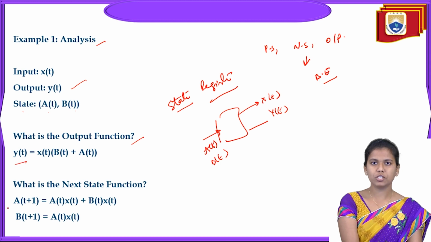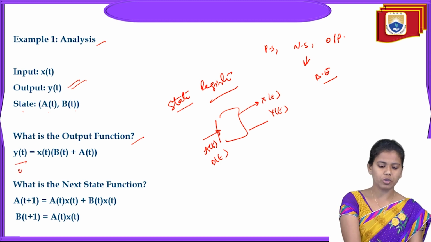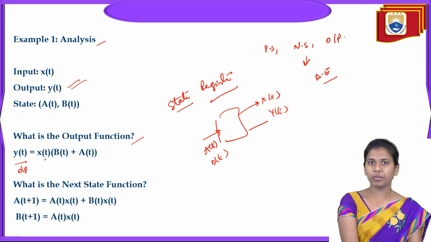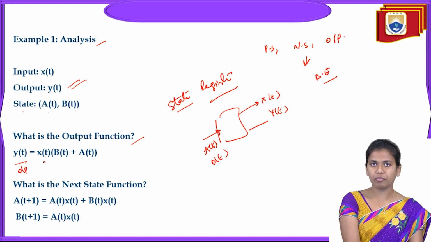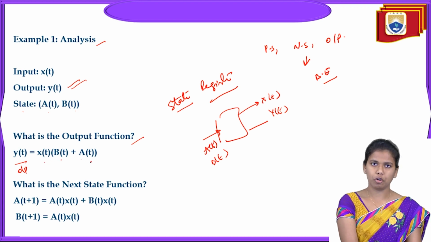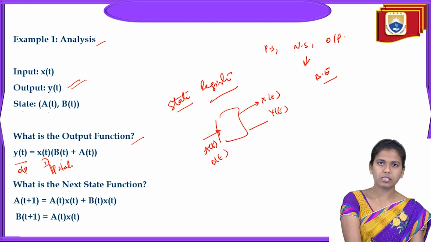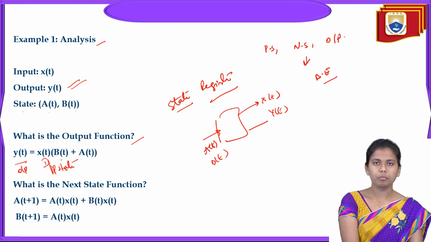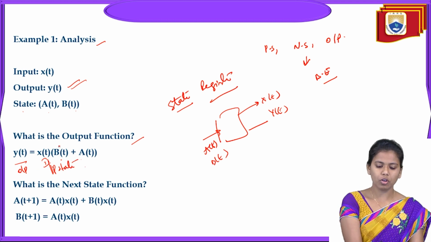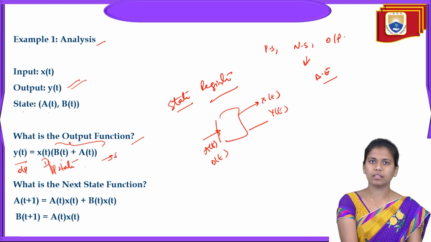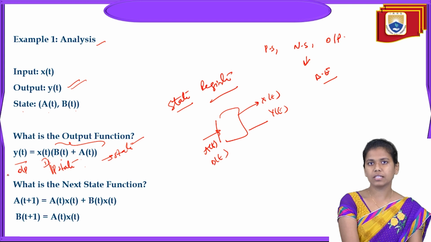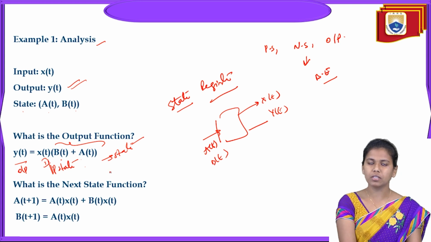So here the output is y of t. Y of t is nothing but the input x of t into b of t plus a of t. So x of t is nothing but the input along with the states. Inputs along with the states. So x of t into b of t plus a of t. We know that this b of t and a of t are nothing but the states. Okay. So the output is nothing but a combination of input with respect to the states.